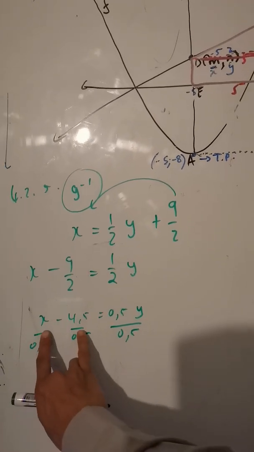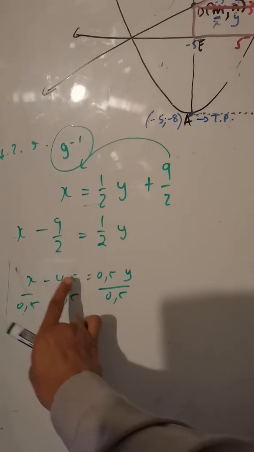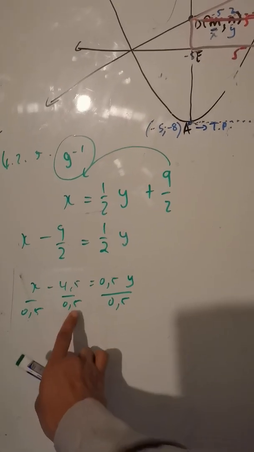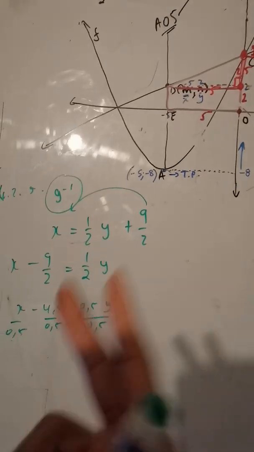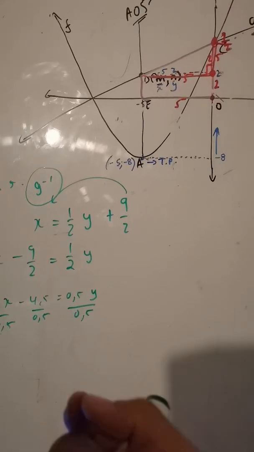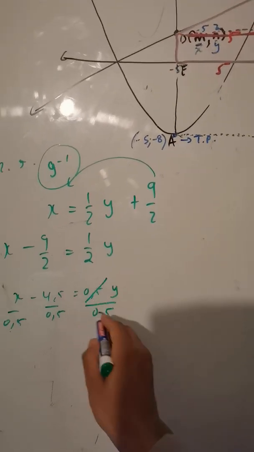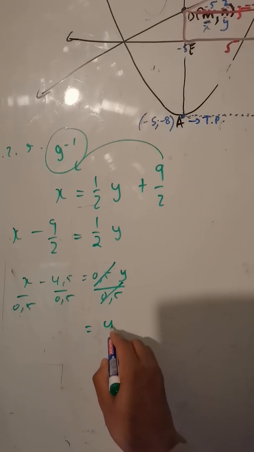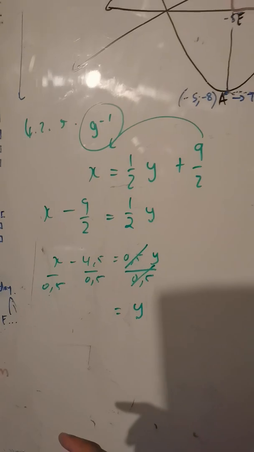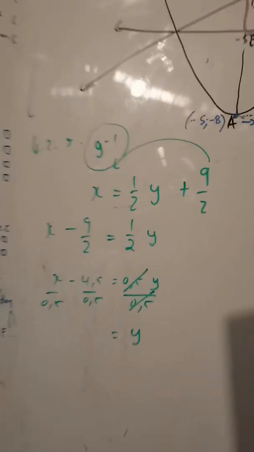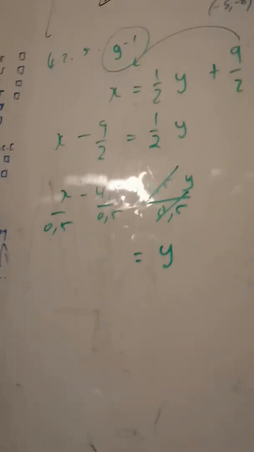You have to divide the x and the 4,5 both by 0,5, because the x and the 4,5 are two separate terms. Remember, plus and minus separates terms. So we're going to get rid of that 0,5, you put your y there, and x divided by 0,5.